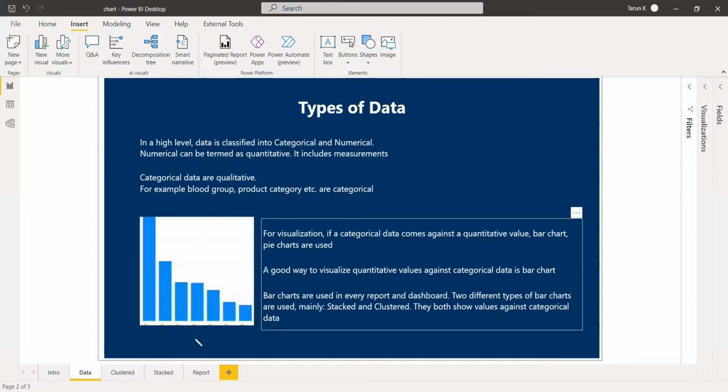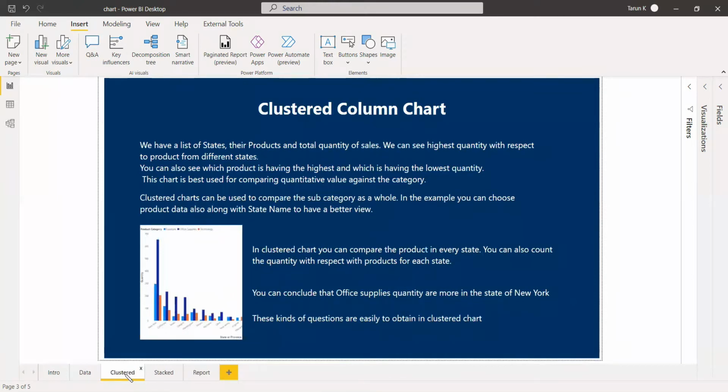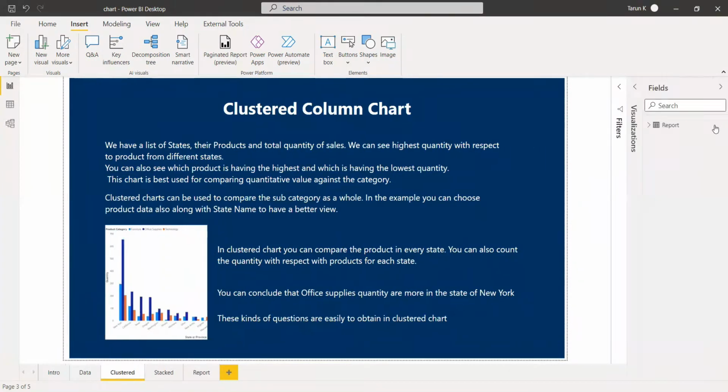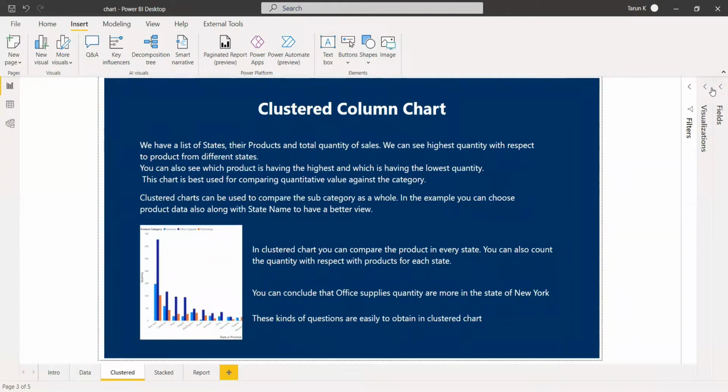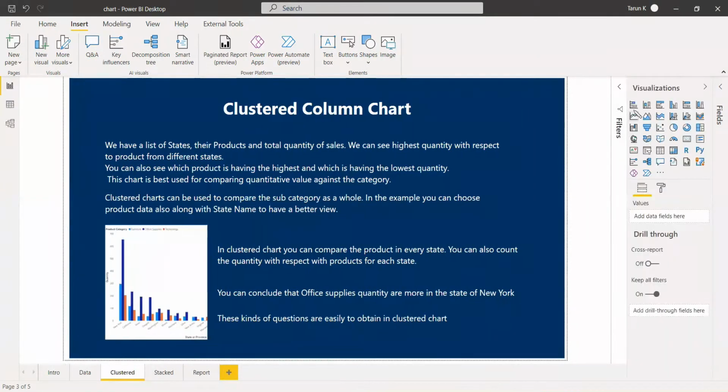First, we will see what is clustered chart and when it can be used. In the visualization, you can see clustered column chart, and the second one is clustered bar chart. This is an example of clustered column chart.